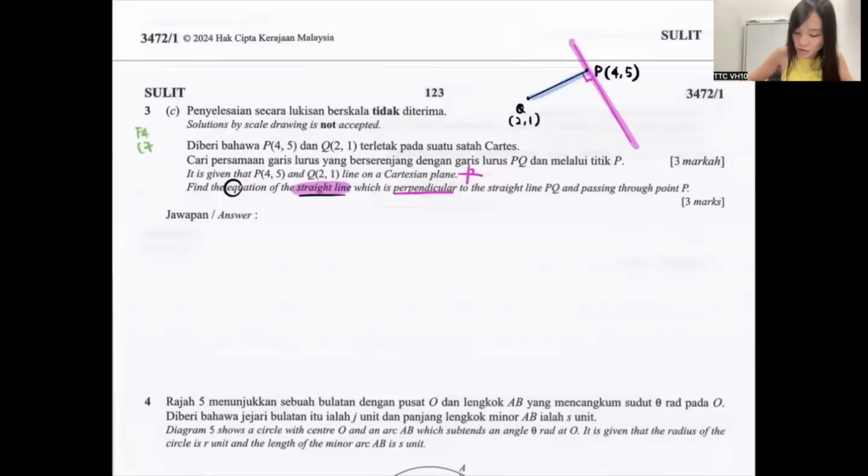Can you guys see? I'm 90 degrees to the blue color one, and most important, passing through P. So I pass through P. So how do we do this? So the pink color one is actually what? Straight line. Straight line equation, I always tell my students, we call it y equals to mx plus c.